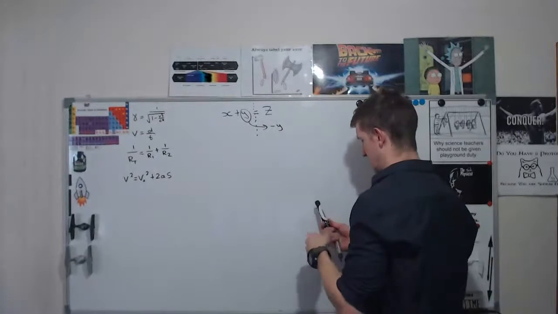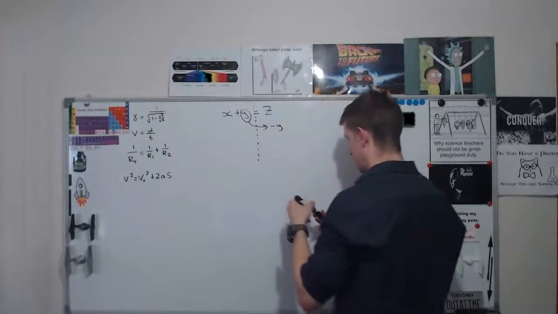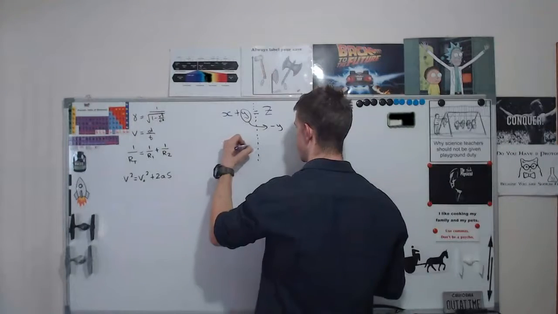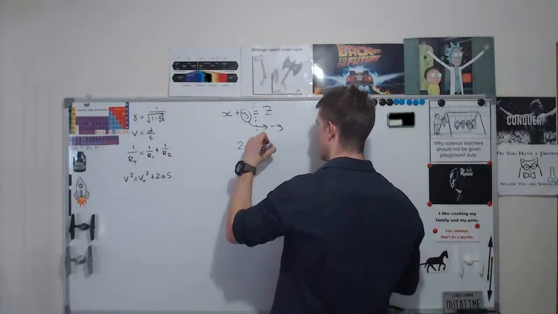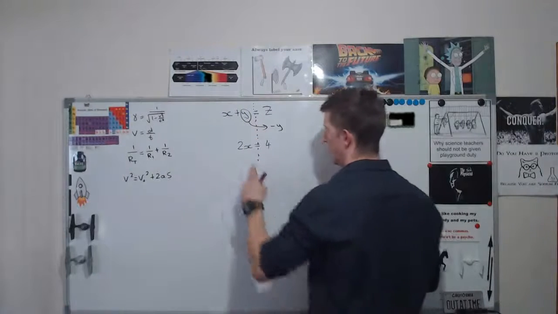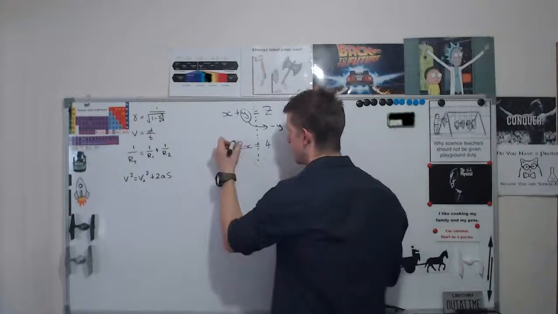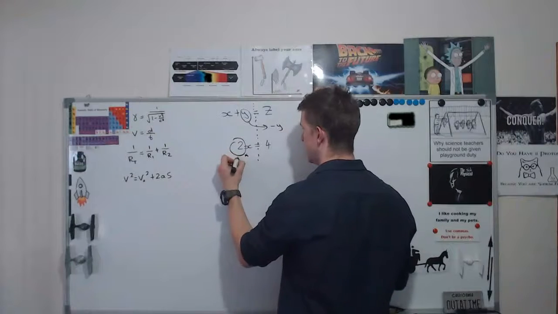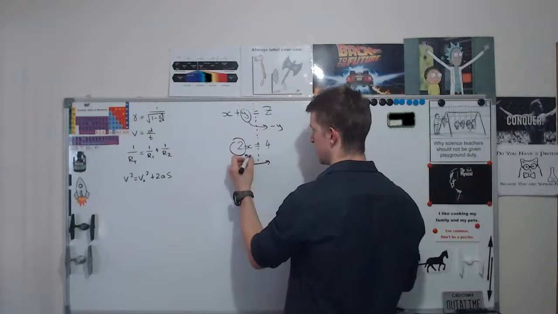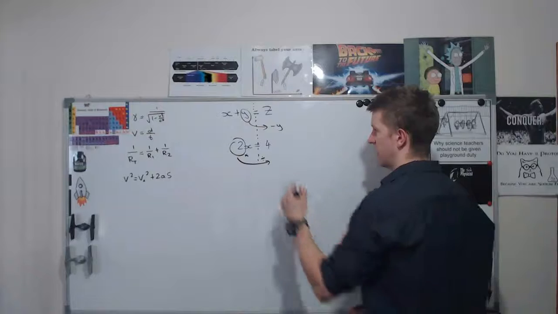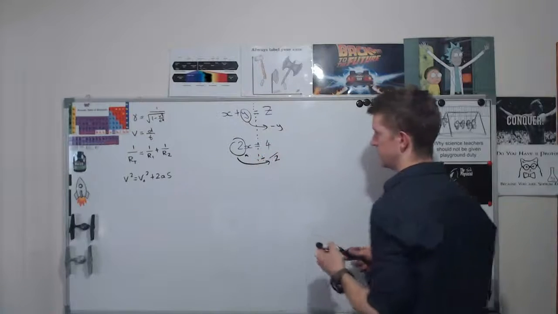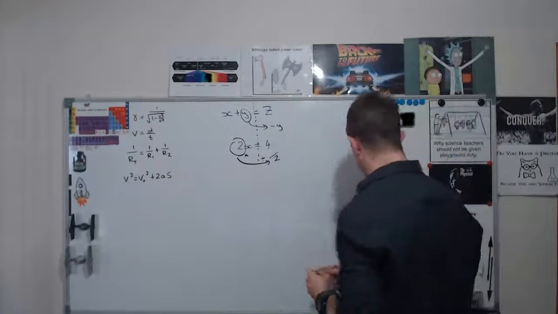Likewise, if I had something like real basic 2x equals 4, I want to know what the x is. I need to get rid of the 2. 2 is connected to the x as a multiply, so when it comes across, the inverse of times is divide, and it becomes divided by 2. So that's the real basic stuff.